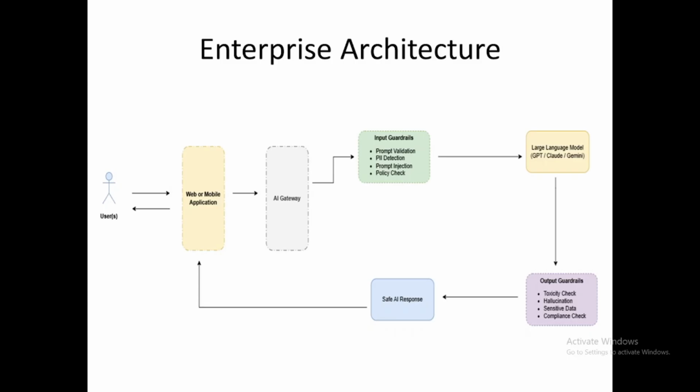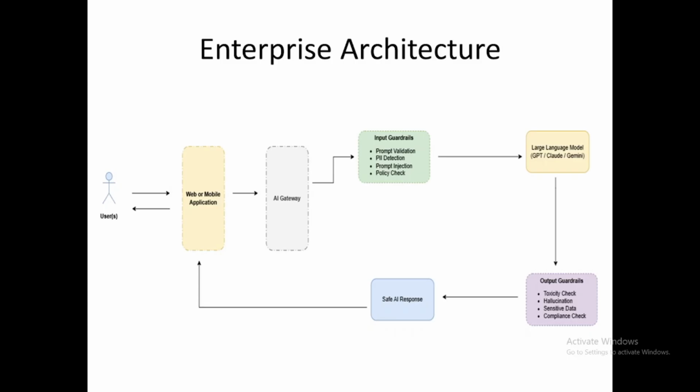The user accesses the application, maybe through web or mobile, then the AI gateway comes into the picture. The AI gateway sends this prompt to the input guardrails. It's checking again: prompt validation, PII detection, prompt injection, a policy check. Then if everything is perfect, we send this prompt to the large language model.